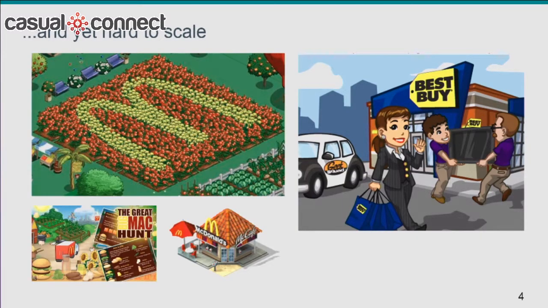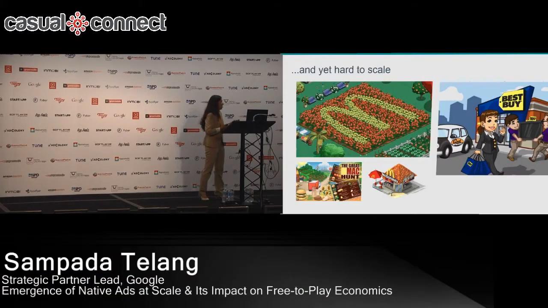So experiences like these, for example, where there's additional development work that goes in to create content, gaming content for brands. So here you can see there are these brands that are sponsoring farm goodies, for example. So while these are incredible from the brand's point of view, as well as from a user experience point of view, what does this really mean for you, the publishers?